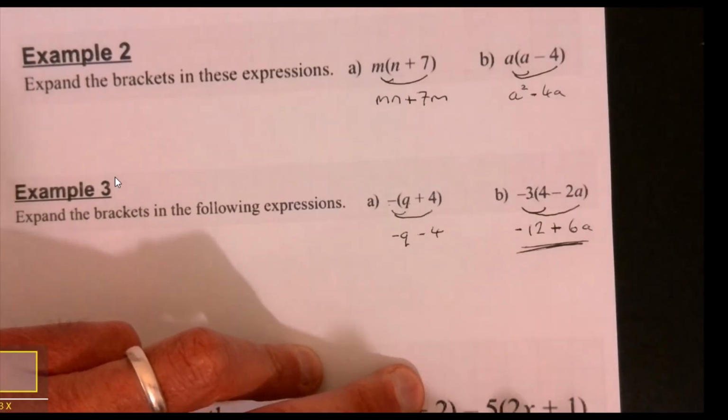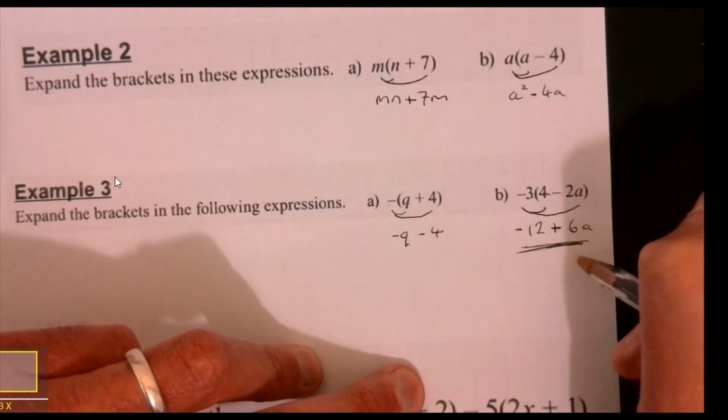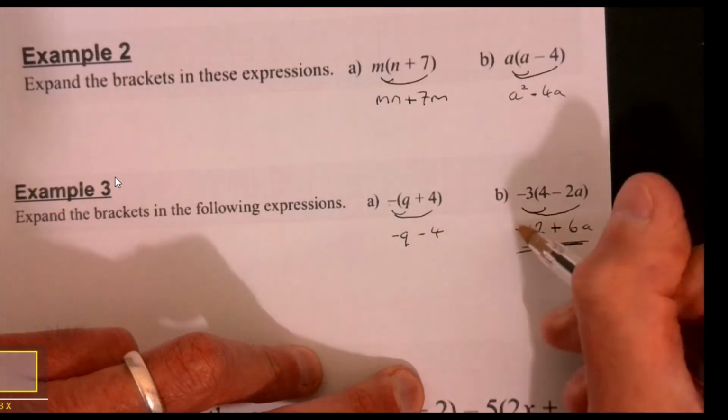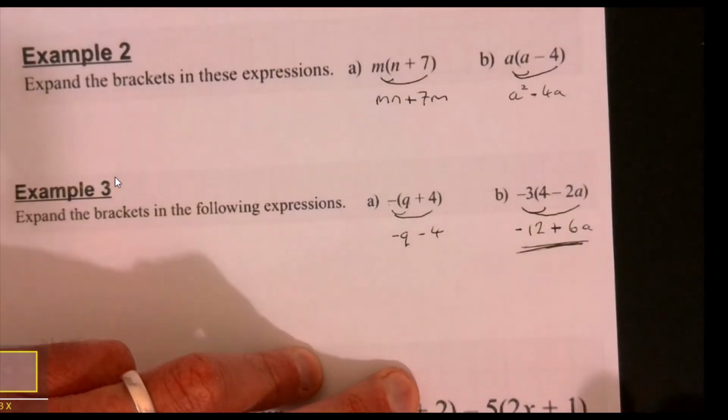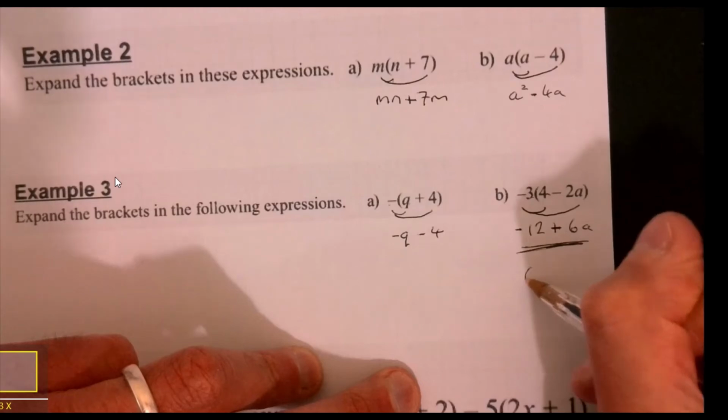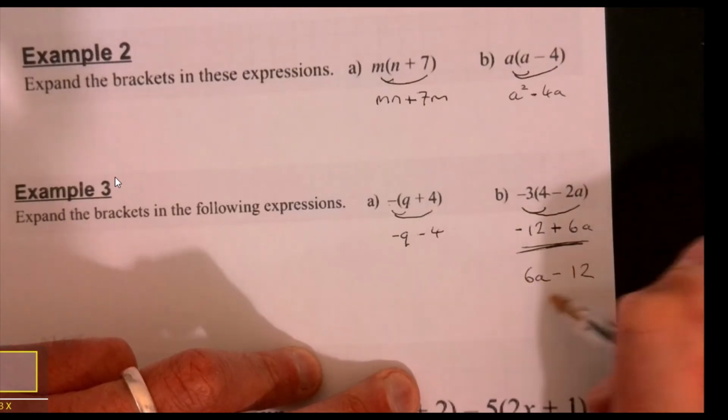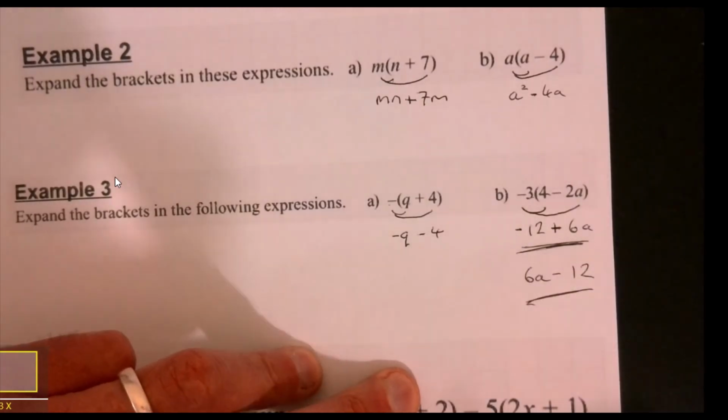But what mathematicians would like to do is, I don't like that negative at the front. So I'm just going to rewrite this. It's exactly the same, means exactly the same. It just looks nicer. Okay, that's what mathematicians try and do.